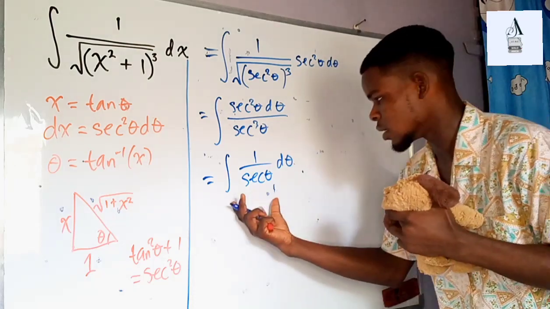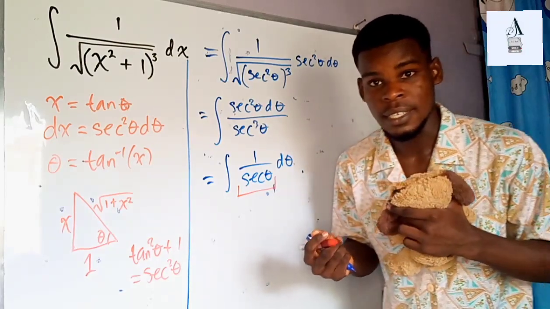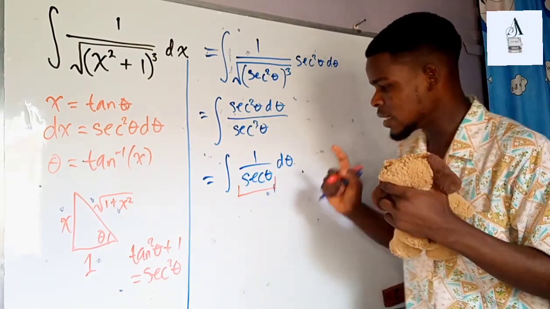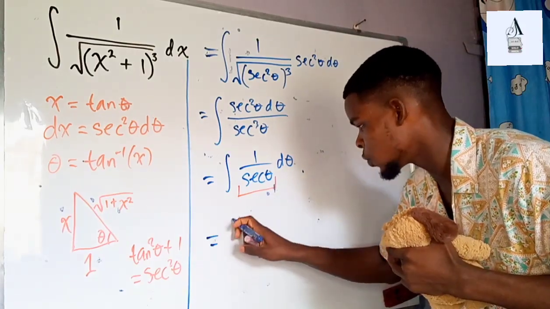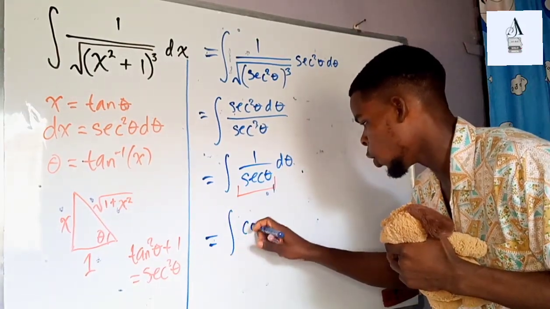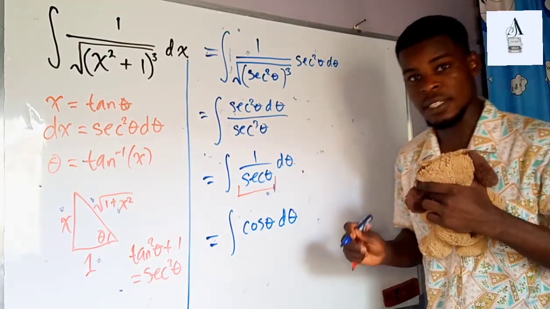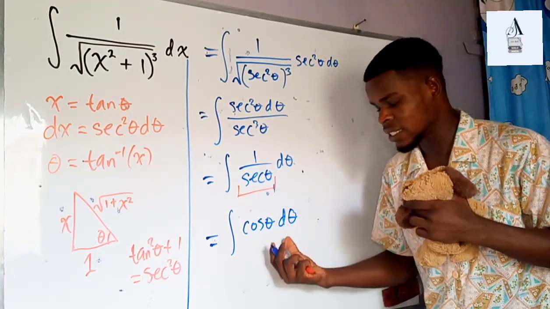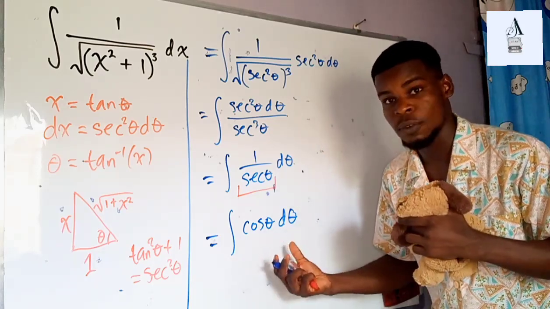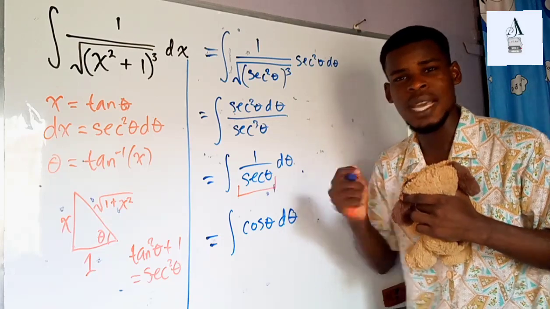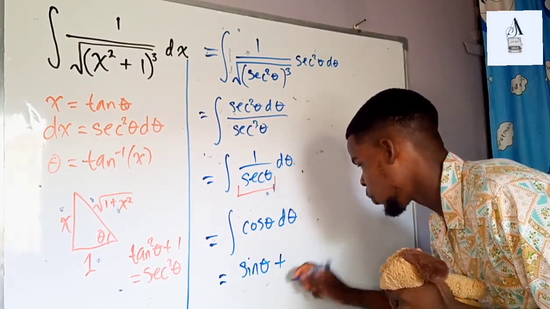Looking at this integrand, 1 over secant theta is cosine theta, because secant on its own is 1 over cosine. So we just have to find the antiderivative of cosine theta over the theta variable. And this is quite easy. The derivative of sine theta is cosine theta, which means the antiderivative of cosine theta gives us sine theta. And remember to add some arbitrary constant to that. So this is sine theta plus c.